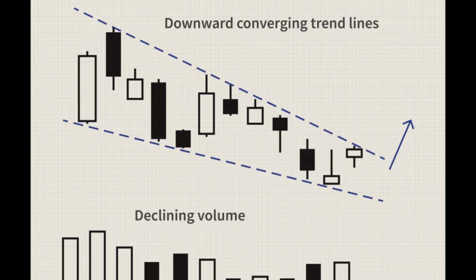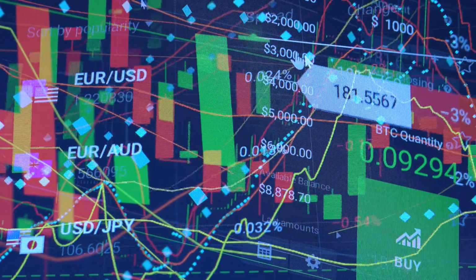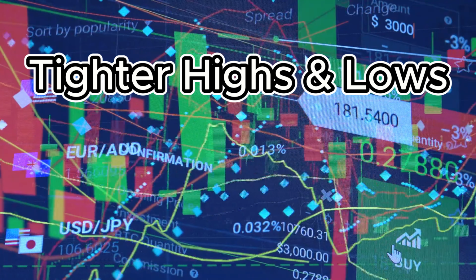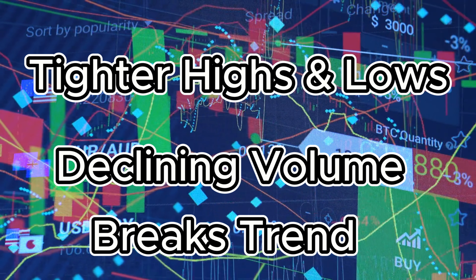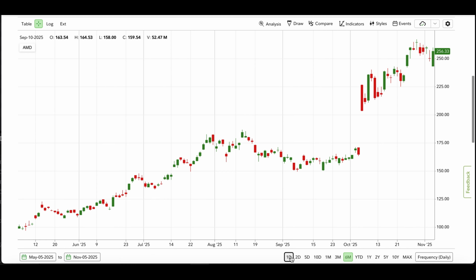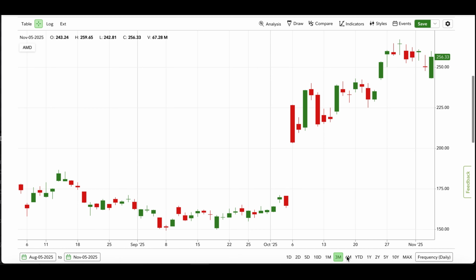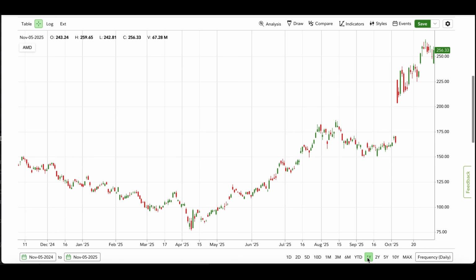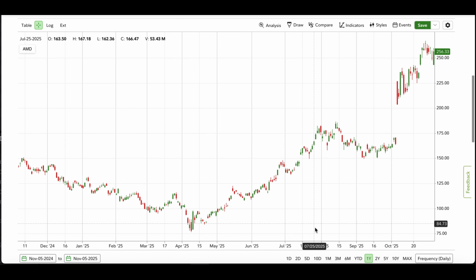A falling wedge is a bullish reversal sign on an overall downtrend. If the price breaks above the downtrend high and adds a new high, that could be a bullish sign. Typically, in either wedge type, the stock has tighter highs and lows, declining volume, and it breaks below or above the trend lines. Now, wedge patterns can be broken into long-term or day trading depending on the charts used. You can look at wedge patterns in the minute charts, daily charts, weekly charts, monthly, and yearly charts.